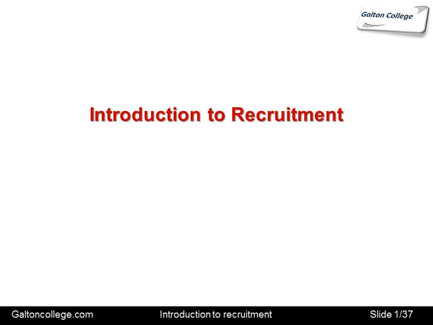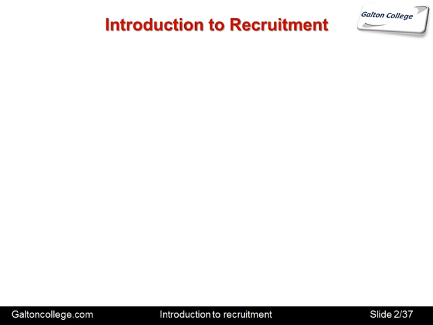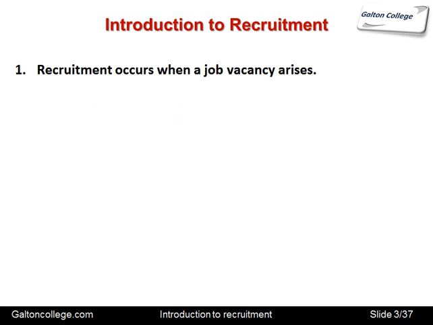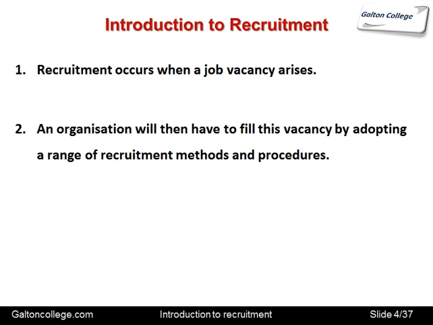In this class we're going to talk about some issues involved in recruitment. So recruitment occurs when a job vacancy arises. Companies go looking for workers when there is a need for the workers, when there is an obvious vacancy and an obvious job to be completed, an obvious task to be completed. An organisation will then have to fill this vacancy by adopting a range of recruitment methods and procedures. And that's what we want to talk about in the course of the next few slides.